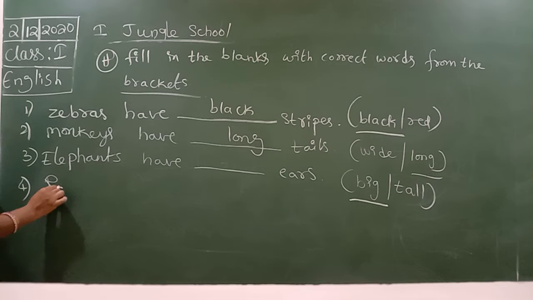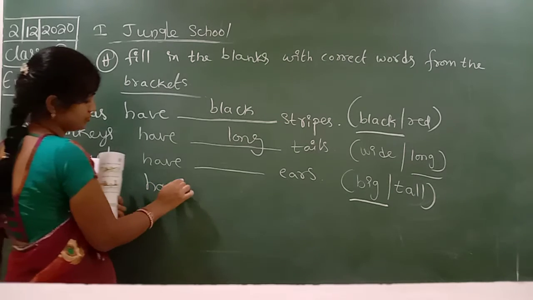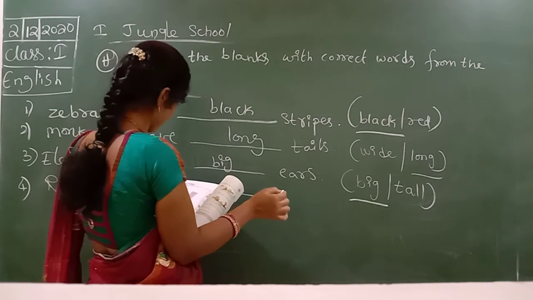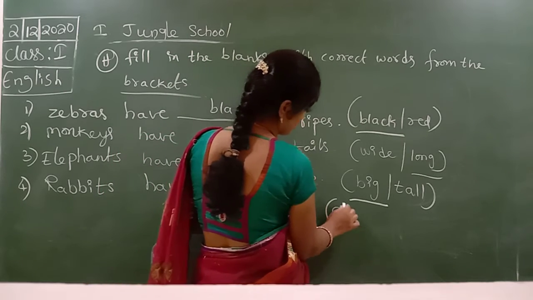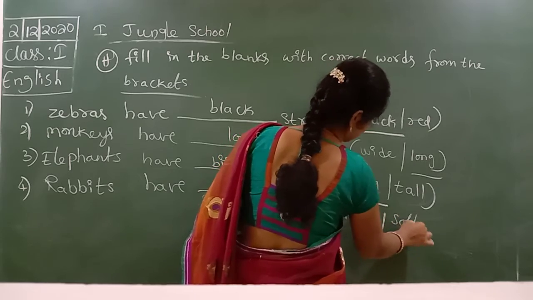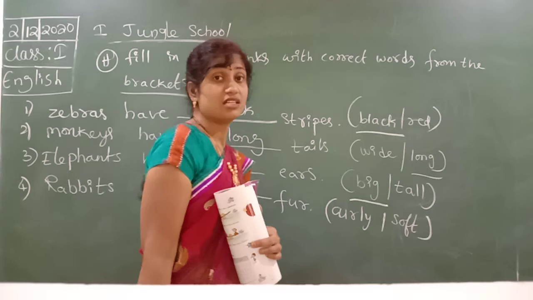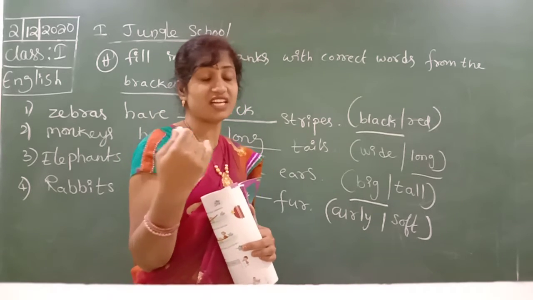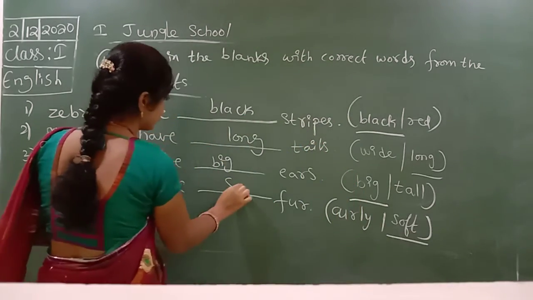Rabbits have here big fur, curly, soft. When we are touching the rabbit, the total body is covered with fur, smooth like that only, no? Soft fur, soft.